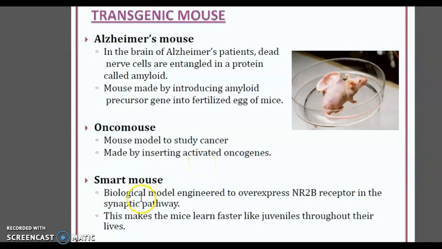Then there's a smart mouse. It's a biological model engineered to overexpress the NR2B receptor in the synaptic pathway, and this makes the mice learn faster like juveniles throughout their lives.